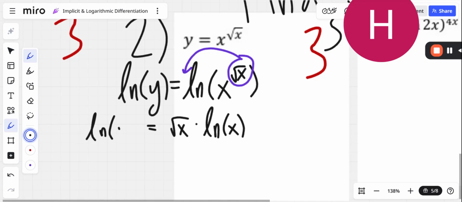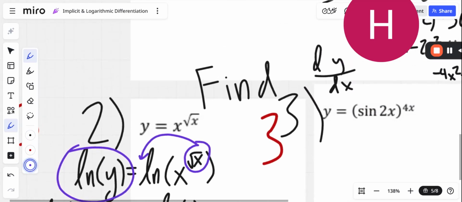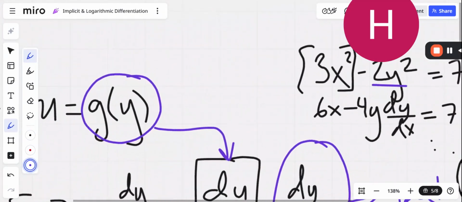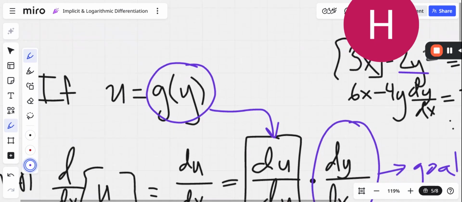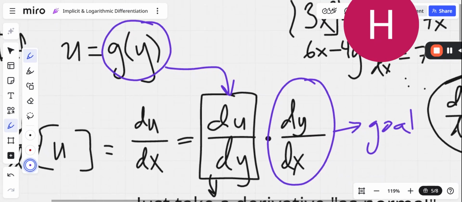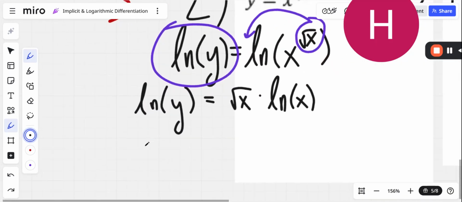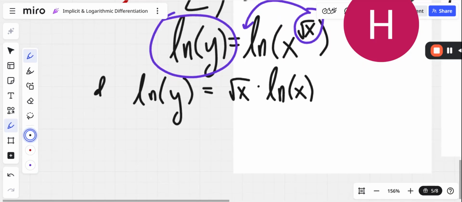So we've just created ourselves a g of y. Remember what I was talking about earlier. When we have a function that is some g of y, we have to take its derivative as if y was the variable first. So just treat it like y is the variable, and then we slap a dy dx on it. Okay? So let's take a look at our problem. Go back to here. We take a derivative of both sides. So you can write that if you want to be technically correct.